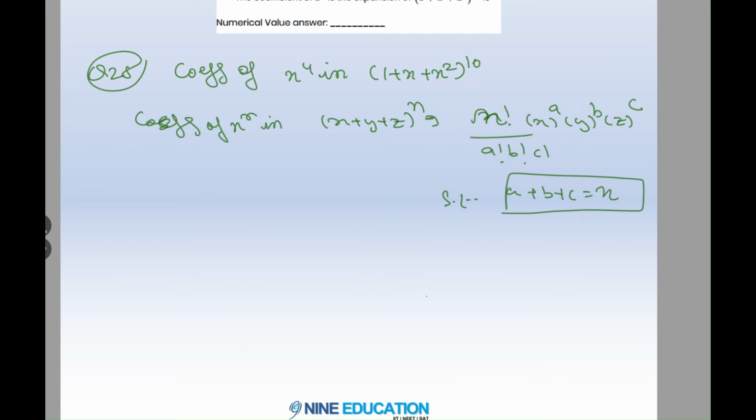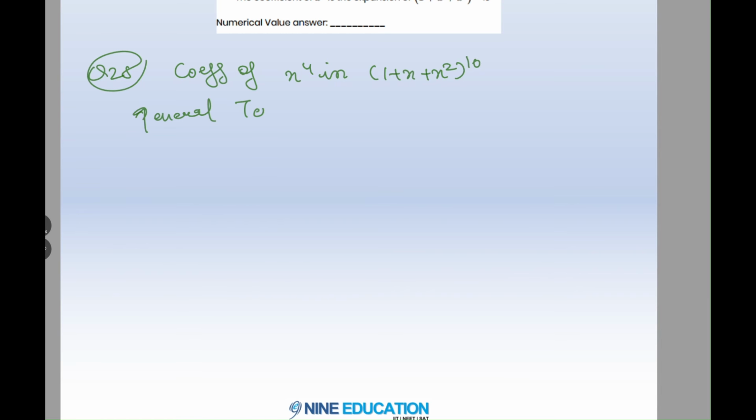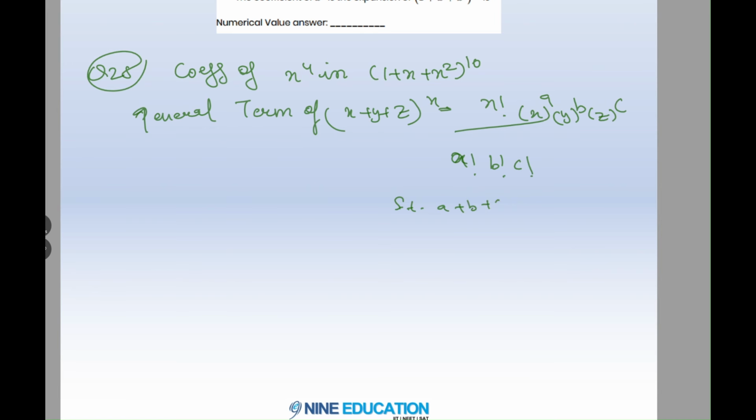So this is what gives us the coefficient of any particular power. This is the general term. General term of (x plus y plus z)^n is n factorial by a factorial, b factorial, c factorial, x^a, y^b, z^c, such that a plus b plus c is equal to n.